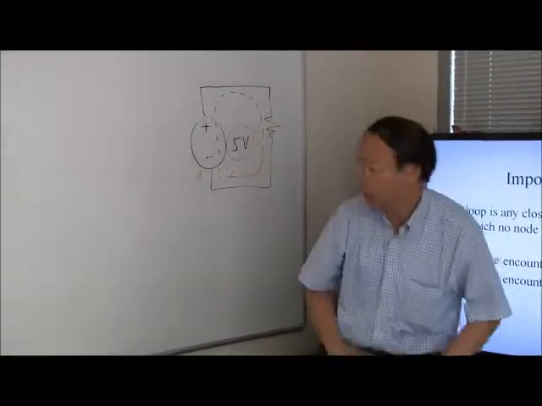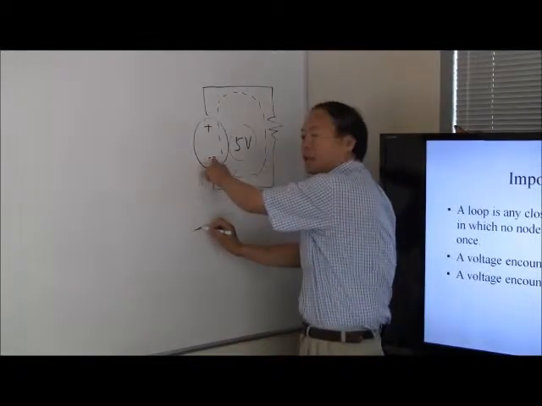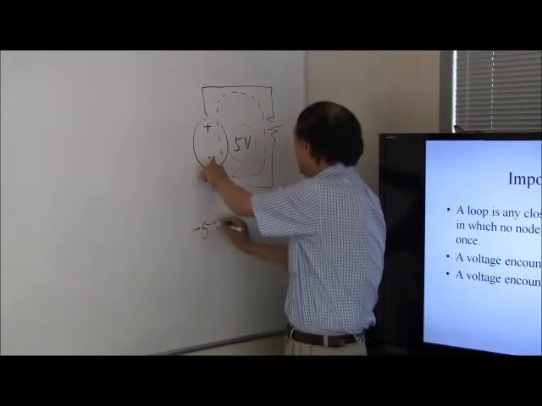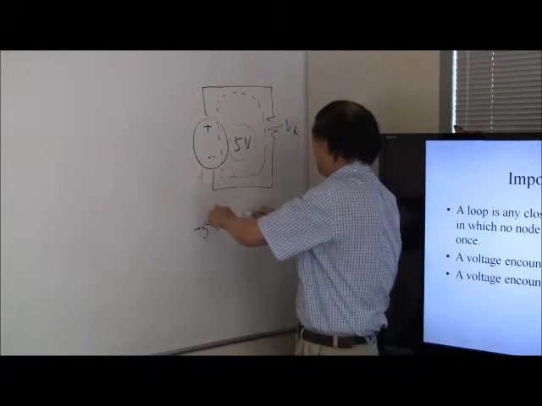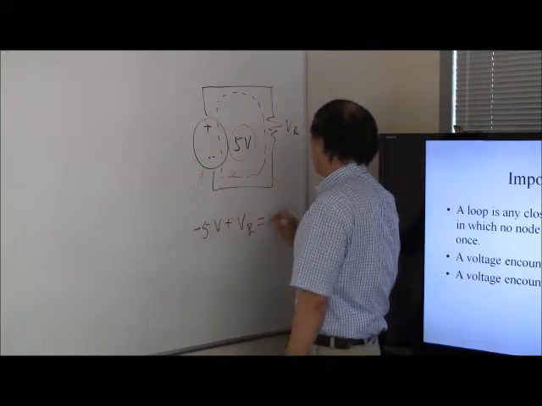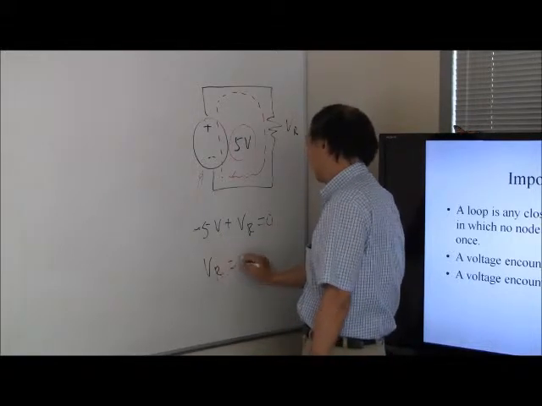Let me just use black color. Minus, because you're entering the minus sign here, minus 5 volt, plus, if I call it VR, plus V out is equal to 0, and therefore V out is equal to 5 volt.